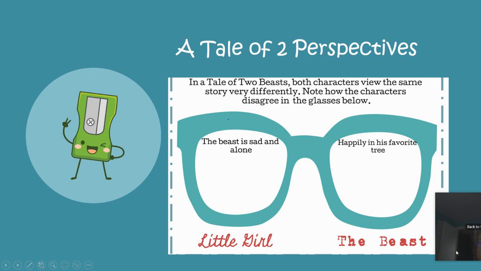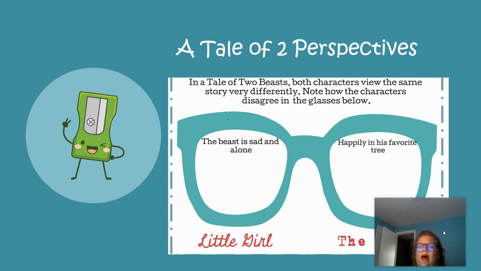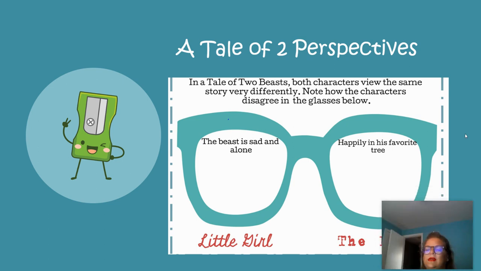If we look to our last story, which was A Tale of Two Beasts, we saw that A Tale of Two Beasts was a tale of two perspectives. So both characters view the same story very differently, and the characters disagree in the glasses below. So the beast is sad and alone, is what the little girl thinks, and the beast is actually happily in his favorite tree.